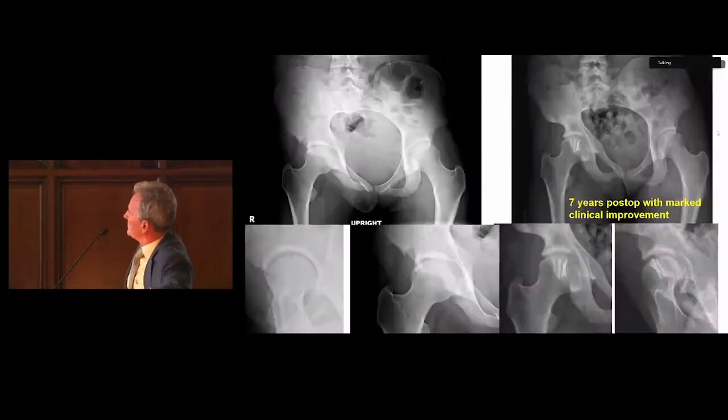So here she is, 7 years out with marked clinical improvement. We did the PAO of the osteochondral fragment, and you can see we've got a nice correction of the acetabulum. We've turned this acetabulum into an anteverted acetabulum. She has good congruency, good coverage, a little narrowing slightly there laterally, but this hip has been through a lot from childhood through now adolescence.